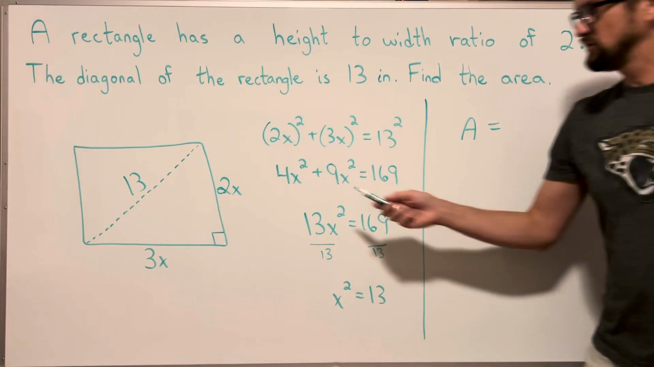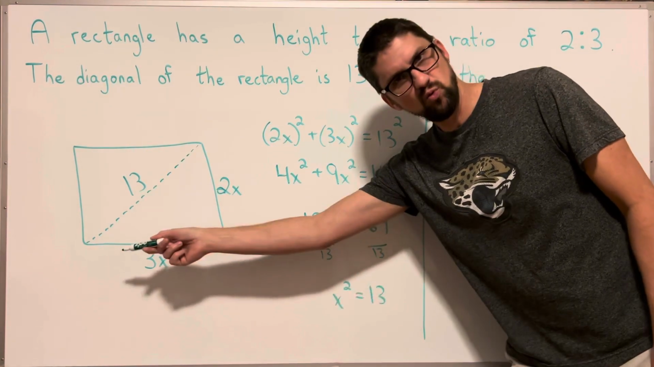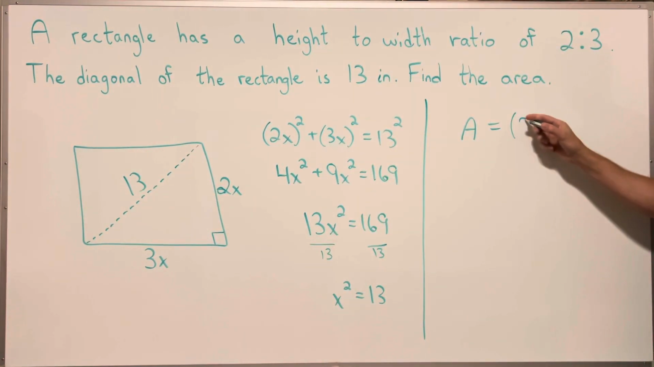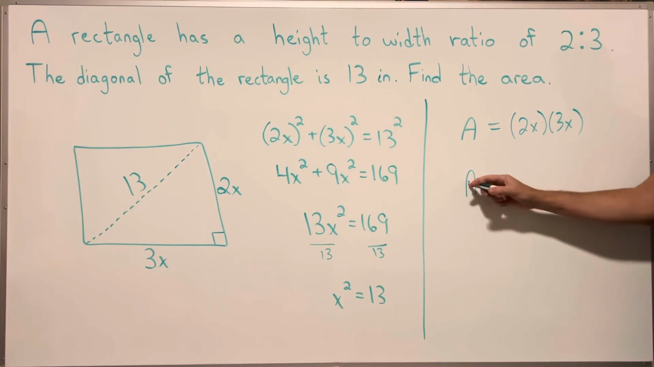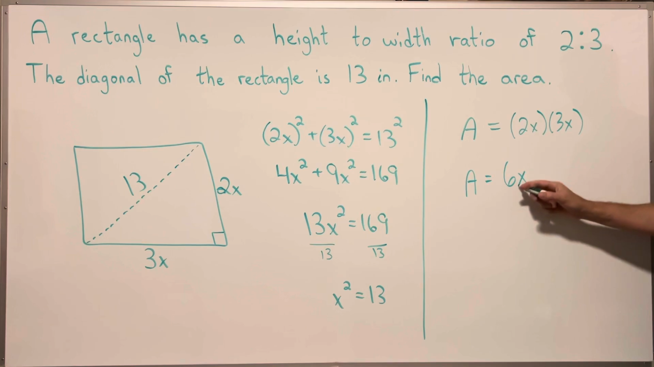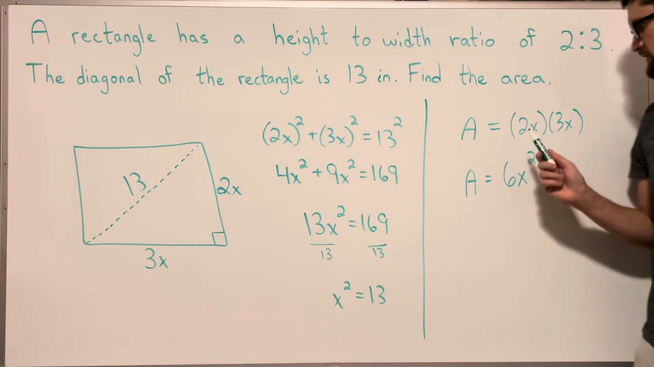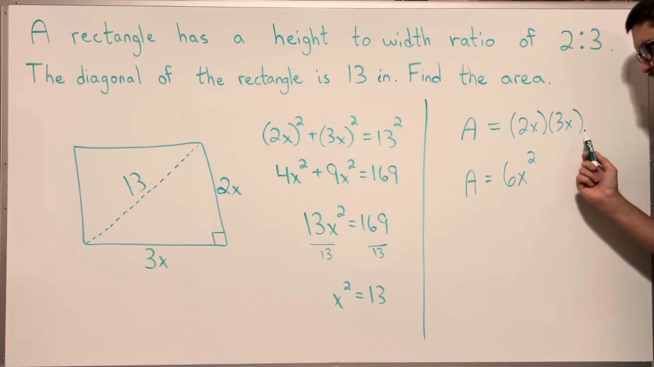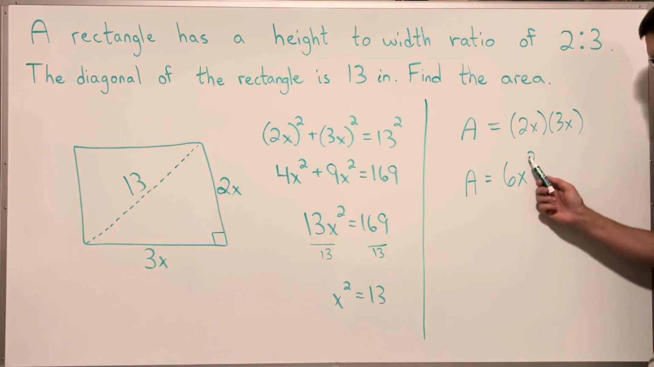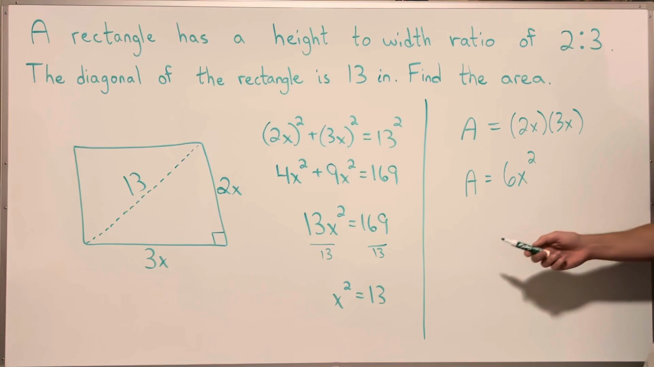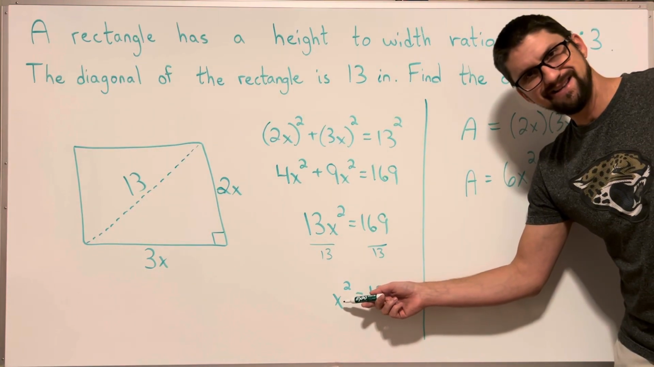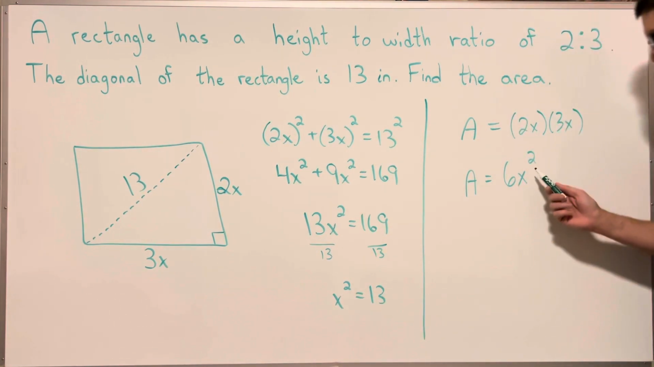The area of a rectangle is going to be the height times the width. It'll be 2x times 3x. This is going to simplify to 6x squared. 2 times 3 gives you 6. x times x gives you x squared. And look, I have x squared in my area here. I can just simply replace x squared with 13.